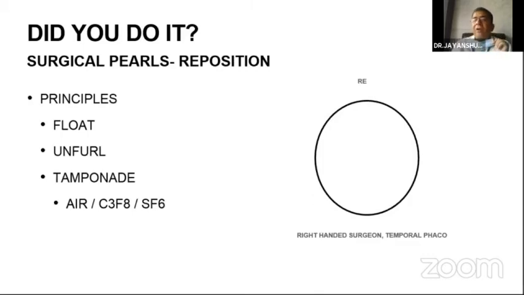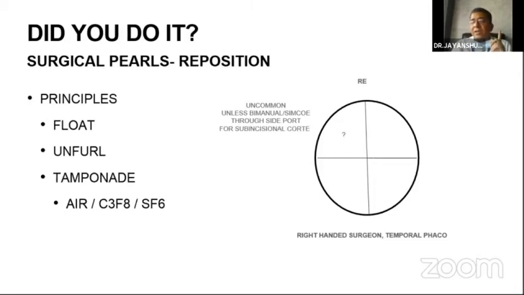Now, a very important thing that we have to understand, that if this is a right-handed surgeon for a temporal phaco, and this is the right eye of the patient, we have the 4 quadrants of the eye. And now, if this is the quadrant which is affected, this is usually uncommon, because it is very difficult to reach that area. But it can happen if we use a bimanual or a Simcoe from the side port for the subincisional cortex. We may detach this part of the endothelium.